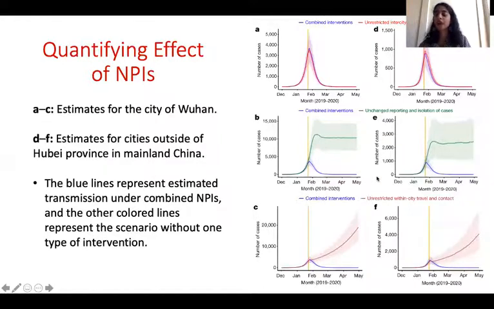And then finally for C and F, again, we can see that unrestricting within city travel and contact would actually lead to an exponential rise in the number of cases. So this is, again, a pretty beneficial NPI.